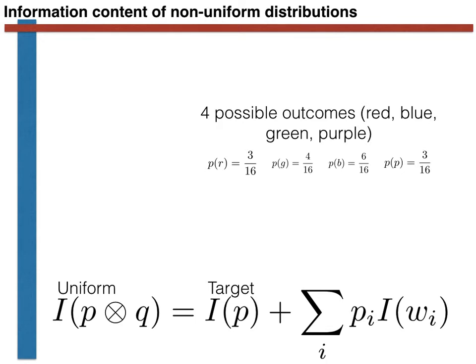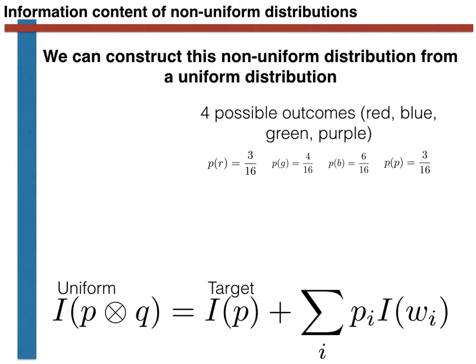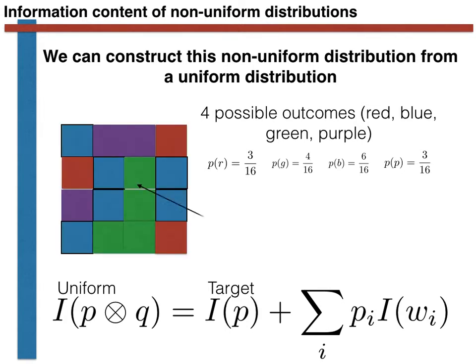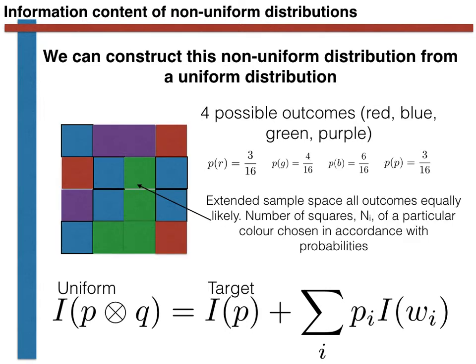Now it is relatively easy to construct this non-uniform distribution from a uniform one. We simply have to consider a sample space with 16 possible outcomes, 3 of which would be red, 4 green, 6 blue, and 3 purple. In other words, we could draw the sample space for this experiment using a Venn diagram like the one shown here. In this extended sample space, all the outcomes are equally likely, but the number of squares of a particular colour is in proportion to the probability of picking that colour.